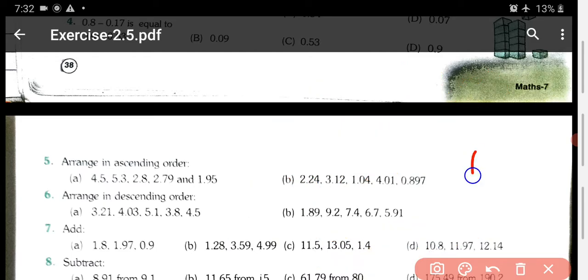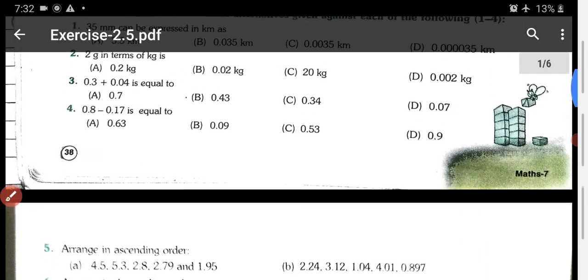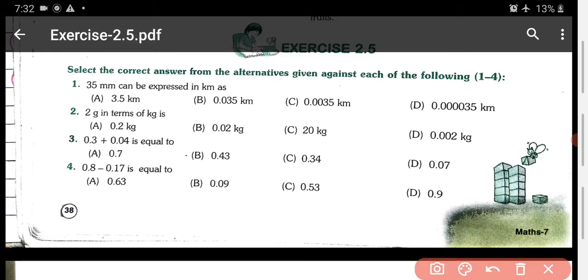Now look at the options. At what option do you get that answer? You get it here only. So option D is correct. So your answer is option number D. Okay, now come to the next question.